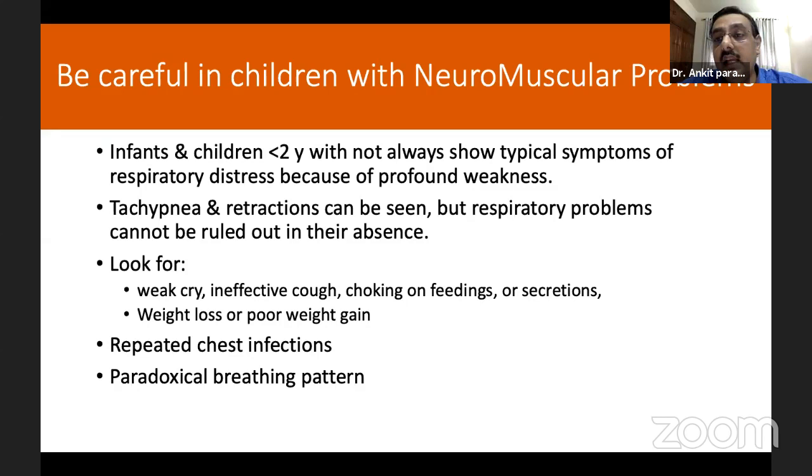Look for a weak cry, ineffective cough, choking with feeds or secretions. Look for weight loss or a poor weight gain. So these things are important. Look at repeated chest infections and paradoxical breathing. So these are the signs which anyone should elicit in a child who is known or suspected to have a neuromuscular disorder, because the classical manifestations of respiratory failure, which we have talked about, do not hold true in this group of complicated patients, and sometimes it is actually missed.